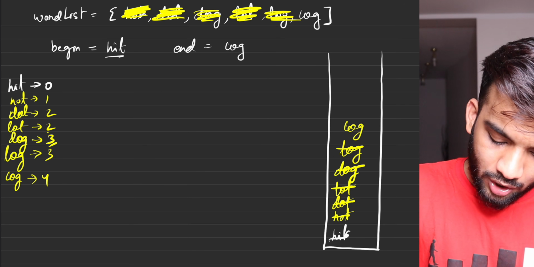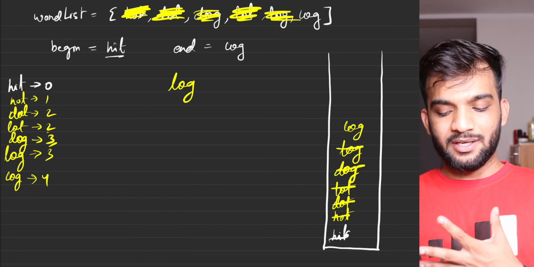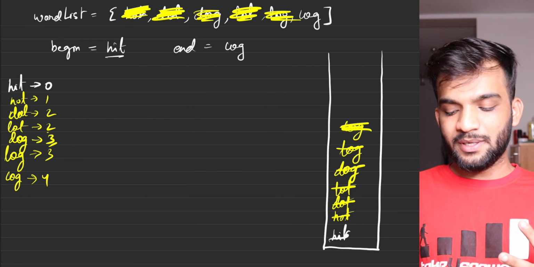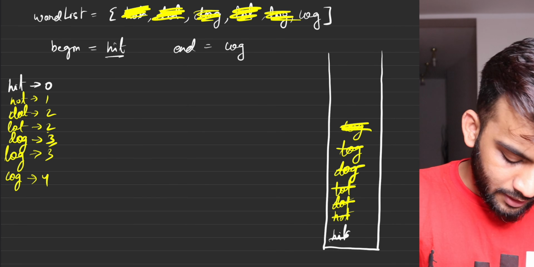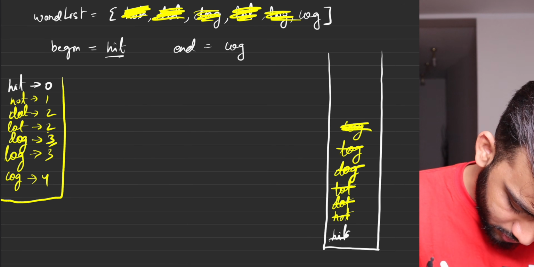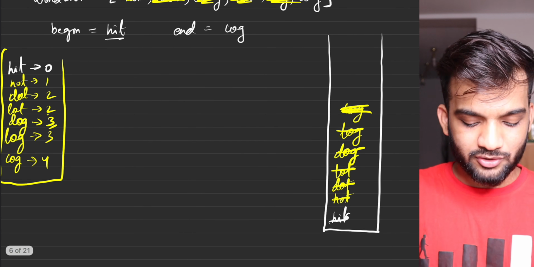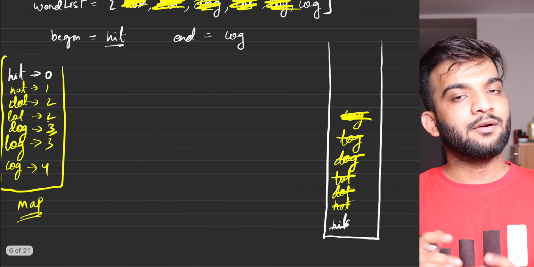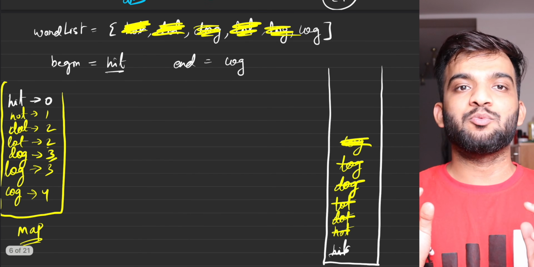Next, you get the log again. And this time log cannot be converted. So done. Next time you'll get cog, which cannot be converted either. So the queue is ultimately empty. And you can store this in any data structure that you wish to. I'll probably store it in a map data structure. Done. So step 1 is done.